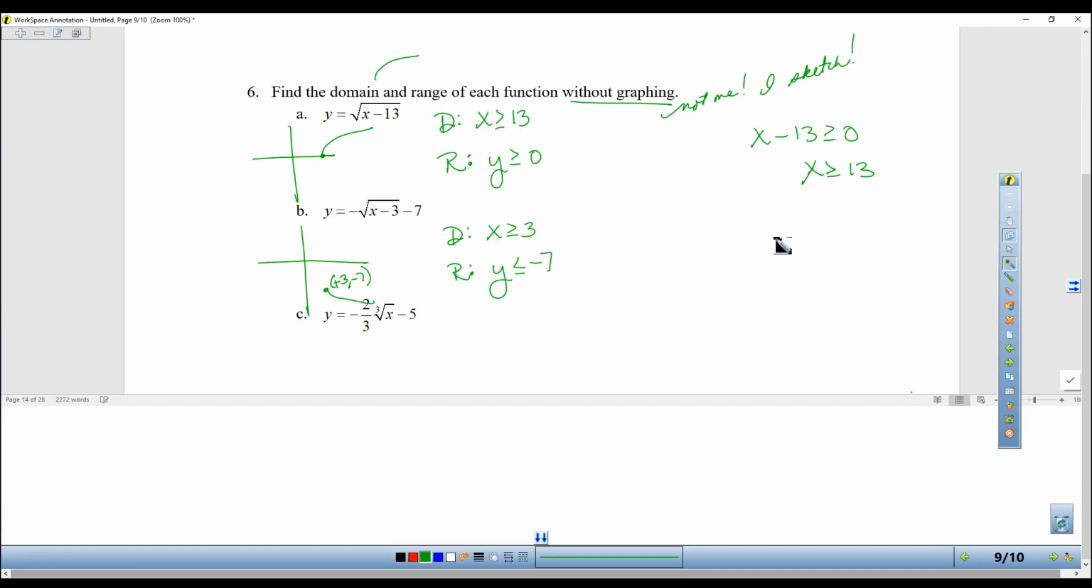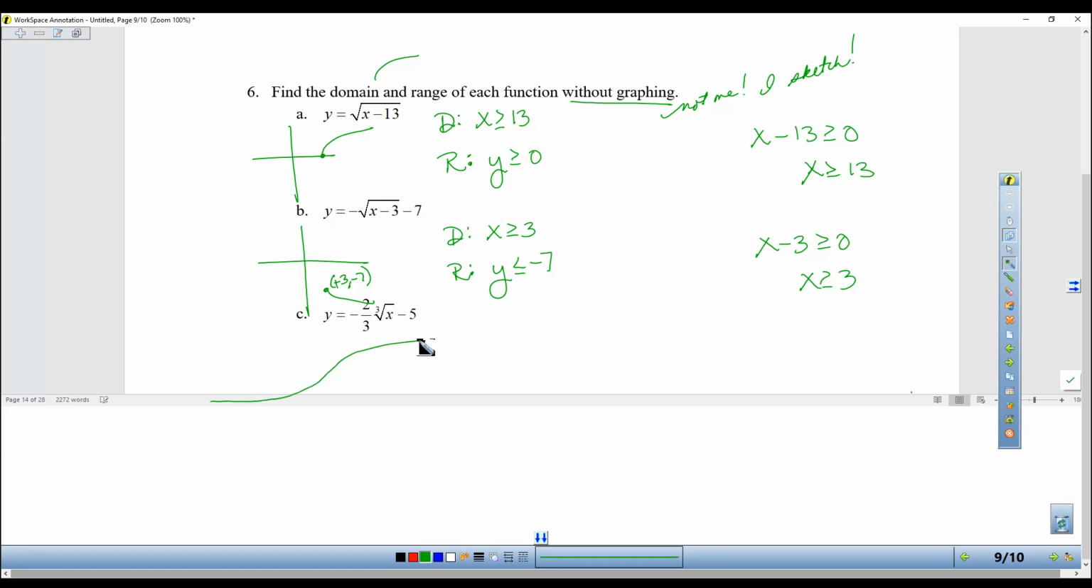Again, the domain: you can't have a negative under the radical, so x minus 3 has to be greater than 0. That will always work. And then you can just figure out its shift. But in essence, what you're doing is thinking about the graph, at least I am. Last one is a cube root.